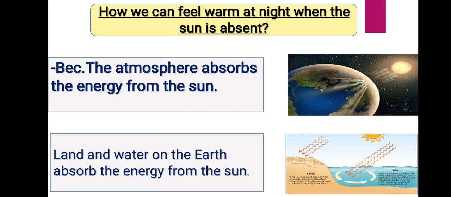Why? Because number one, the atmosphere gives out the thermal energy that it took from the sun in the morning. Number two, the land and the water absorb some thermal energy from the sun in the morning. So one more time, how can we feel warm at night? Because number one, the atmosphere takes some thermal energy from the sun in the morning, and when the night comes, it gives us the thermal energy. Number two, the land and the water also absorb some thermal energy from the sun, and at night they release it.